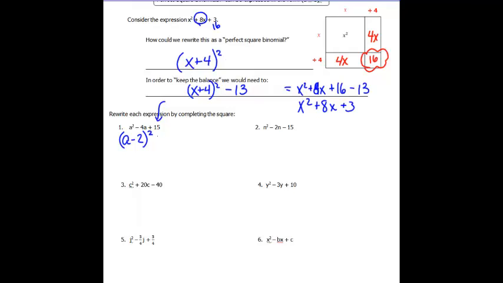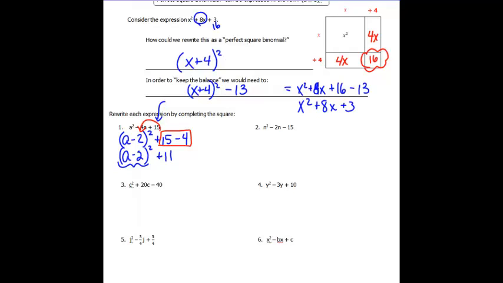Well, I had the 15 there, and then what I want to do is subtract out that 4, because then I would get a minus 2 quantity squared plus 11. It's basically, this part is just to balance out what you overcompensated for in there.